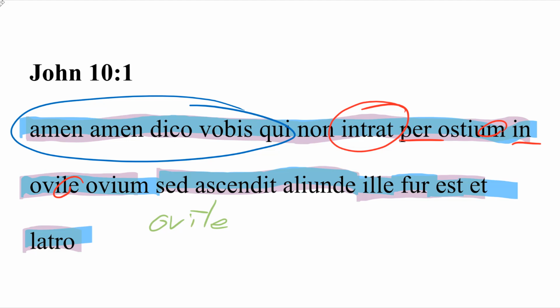Now you may be asking, if this is the case that it means a sheepfold or a flock of sheep, why is it then immediately followed by ovium, of sheep? It may seem a little bit redundant to repeat oneself as to say a sheepfold of sheep, and one commentator even notes this very point. However, for the translator, this seemed to be a perfectly natural idiom for the time.